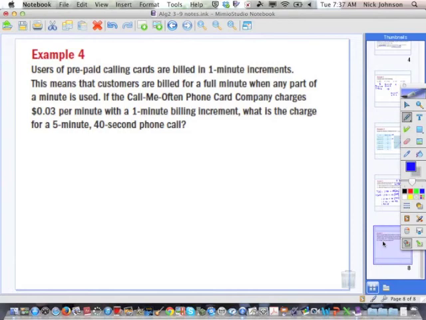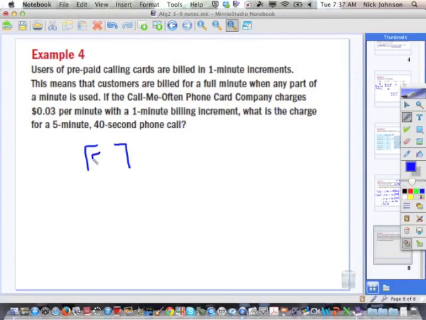Example 4. Users of prepaid calling cards are billed in 1-minute increments. This means that the customers are billed for a full minute when any part of a minute is used. So it's kind of like the postage deal. As soon as you go to 1.1 minutes, you're getting billed for 2. If the Call Me Often phone card company charges 3 cents per minute with a 1-minute billing increment, what is the charge for a 5-minute, 40-second phone call? Well, here's the deal. It's a ceiling function because it's getting moved up, correct?